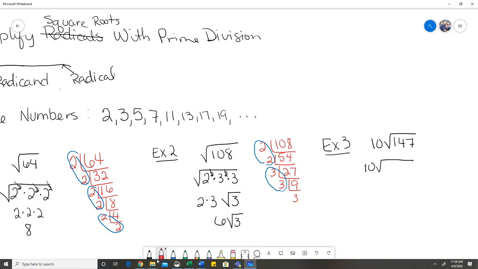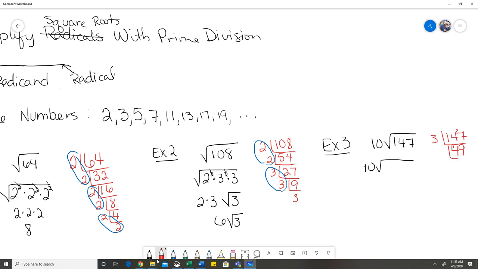So I'm going to take my 147. And I'm going to start seeing what I can divide into it. 147 is not even. It is an odd number. So I cannot use 2. So I'm going to look at 3. Will 3 go into 147 evenly? Yes. If I do 3 goes into 14, 3 times 4 is 12, and I'm going to have 2 left over. So 3 goes into 27 9 times, so I get 49.